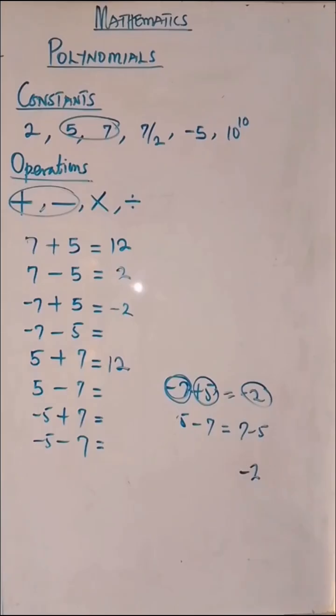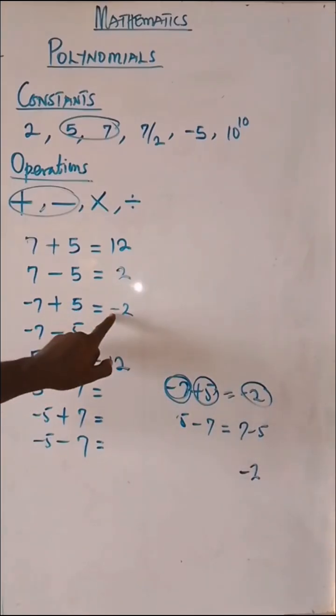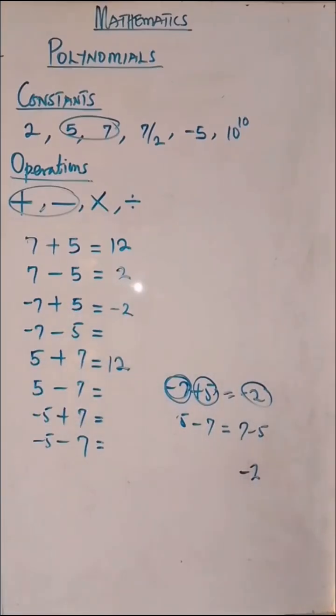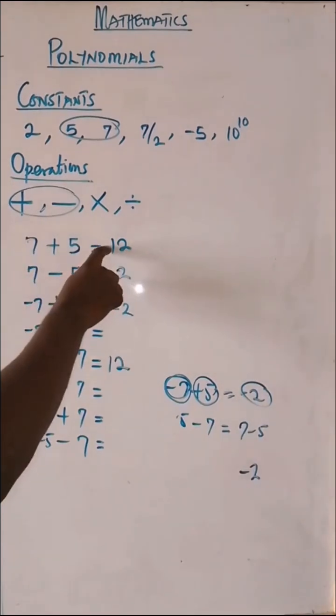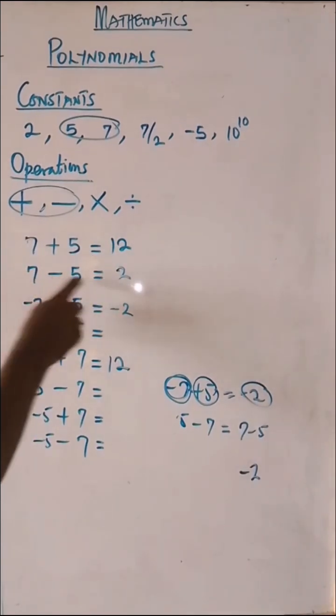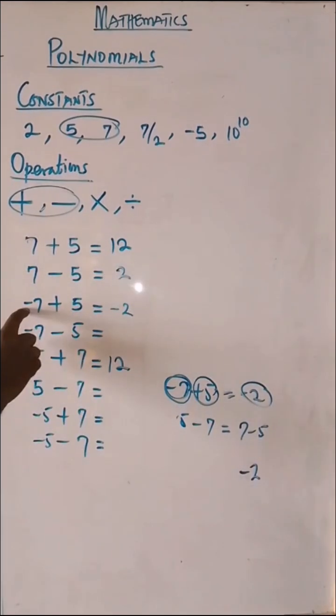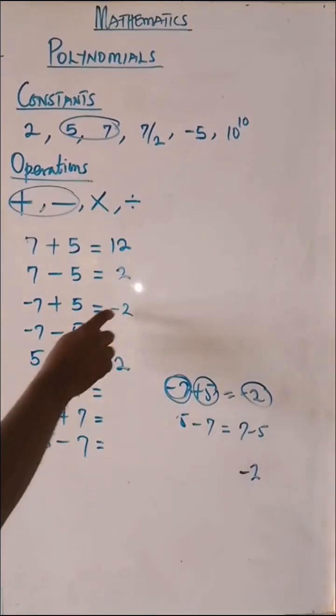Then lastly, whenever we are combining two numbers, the sign of the final answer is the sign of the bigger number. For example, the bigger number here is 7 and the 7 is plus. So that's why the answer here is plus. The bigger number here is 7, the answer is plus, this one is also plus. But here the bigger number is what? Minus. So the answer was a minus.